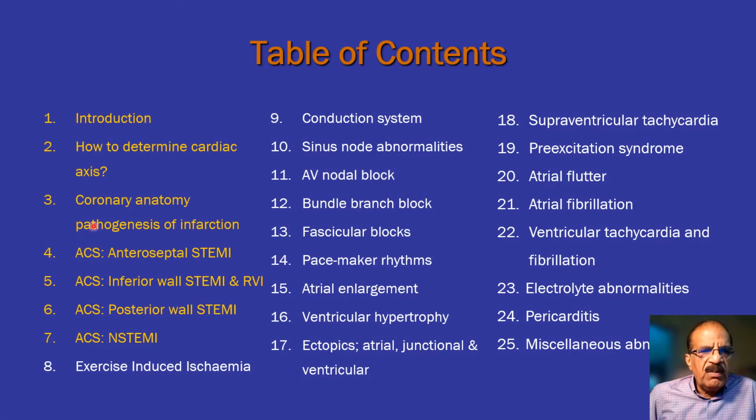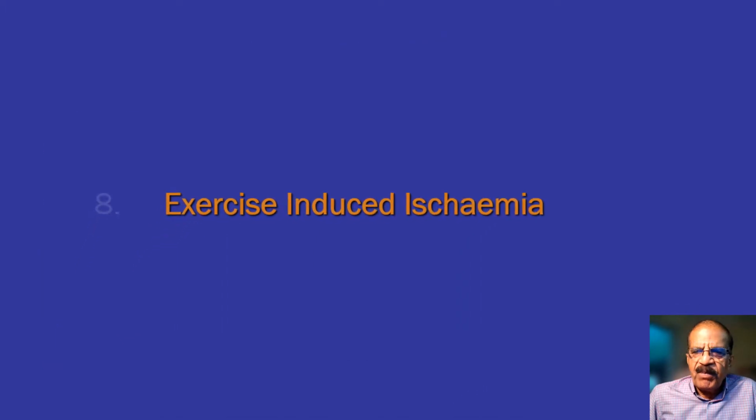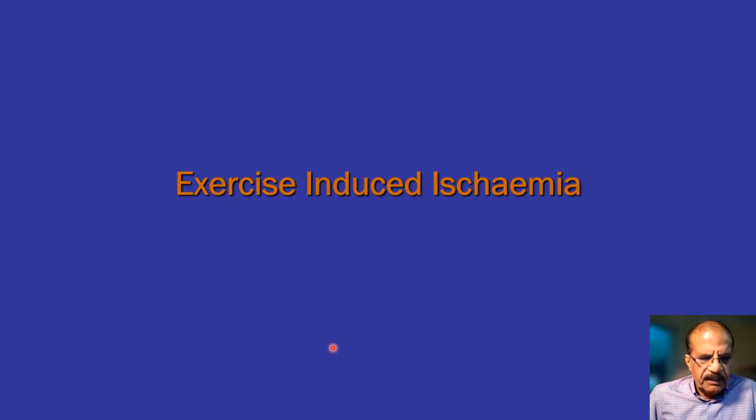This is the curriculum, and exercise-induced ischemia is today's topic. What is exercise-induced ischemia? This is the other name for chronic stable angina. Ischemic heart disease has various types. Chronic stable angina is more or less like a mechanical narrowing of arteries.